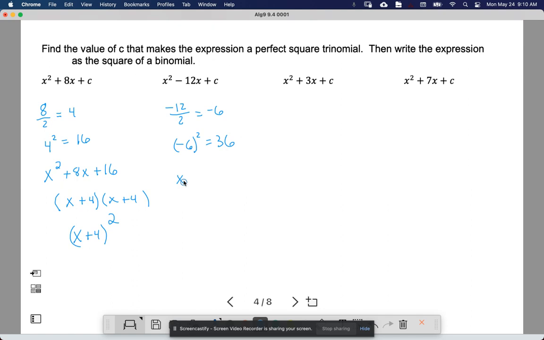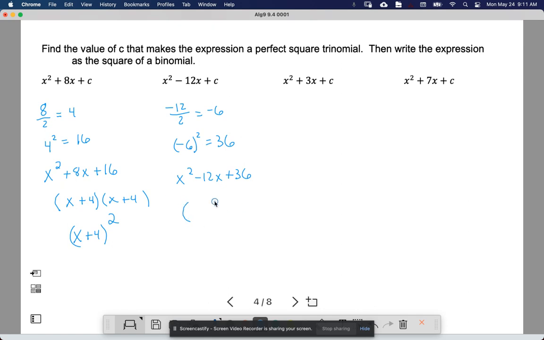So we get x squared minus 12x plus a 36. And notice all of our perfect trinomial squares, ladies and gentlemen, will always be plus C. You'll never have a minus C on the end of it. So it always has to be a plus C. So then here, just cleaning it up.